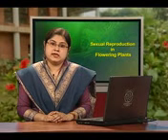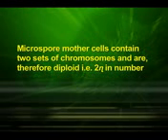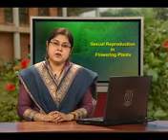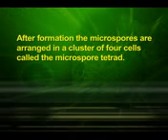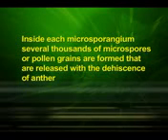The sporogenous cells divide and give rise to the microspore mother cells. Microspore mother cells contain 2 sets of chromosomes and are therefore diploid, that is 2n in number. After formation, the microspores are arranged in a cluster of 4 cells called the microspore tetrad. As the anther matures and dehydrates, the microspores dissociate from each other and develop into pollen grains. Inside each microsporangium, several thousands of microspores or pollen grains are formed that are released with the dehiscence of anther.